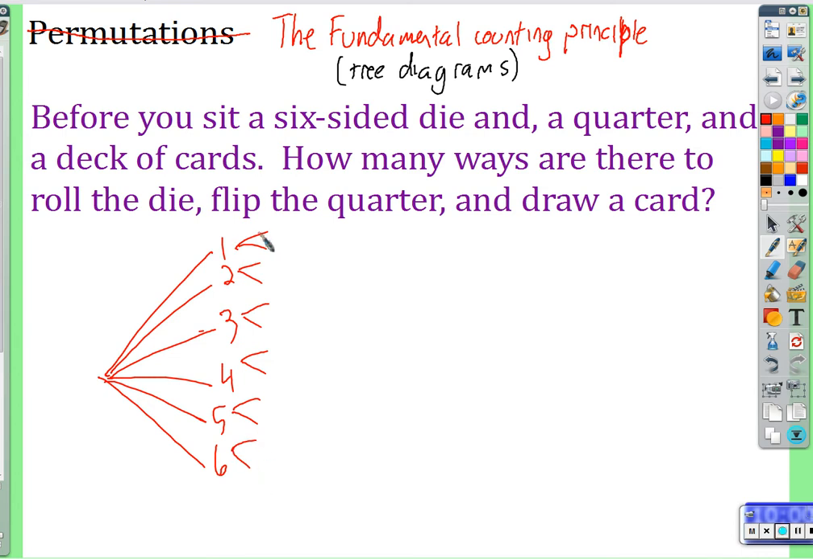And after you roll a die and flip a coin, you then pick a card. How many cards did you pick from? 52. So I'm not even going to draw all these, but imagine that's 52 more branches. How many times am I going to have to draw 52 branches? 12 times. Every one of these is going to get 52. So 6 ways you can roll a die, times 2 ways that you can flip a coin, times 52 ways that you can pick a card, is how many ways that you can do all 3 in a row.